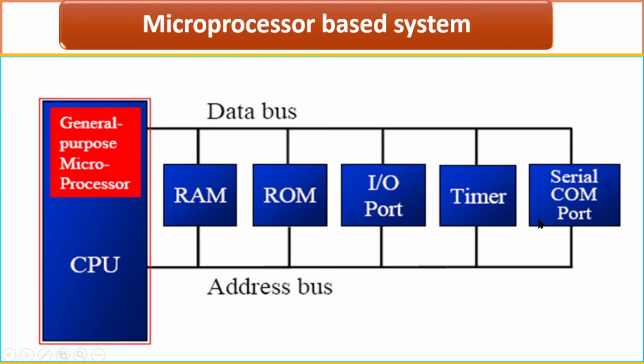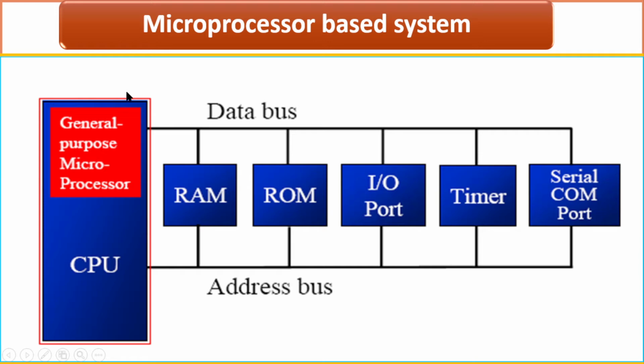Then we need to have a communication port, communication interface, because whatever data is processed in the microprocessor has to communicate to the external world. Then from the external world we need to download into the microprocessor. So for that case we need a mechanism through which the microprocessor will communicate to the external world. So these are all the basic peripherals needed to develop a microprocessor based system.